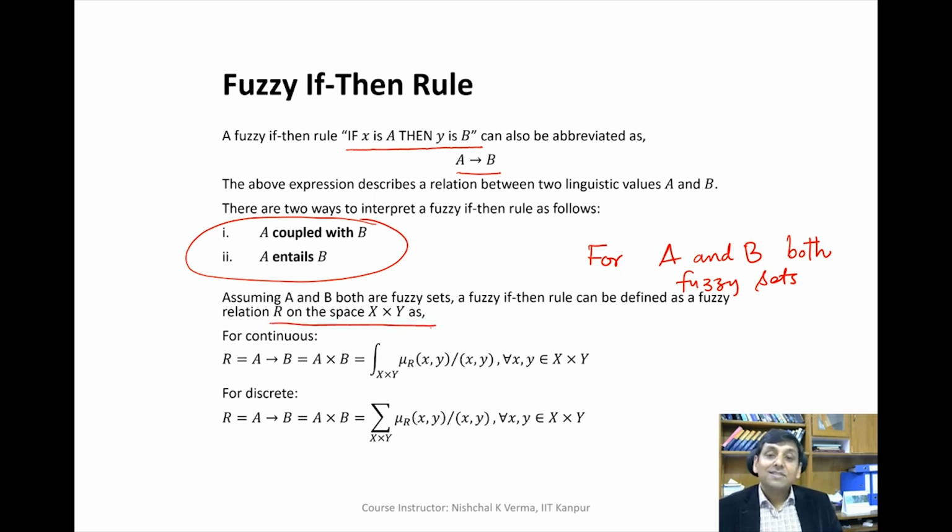On space X cross Y, where X is the universe of discourse for the generic variable small x, and Y is the universe of discourse for generic variable small y, if B is the fuzzy set. So this needs to be noted. When we have a fuzzy relation between capital A and B, we can always write this as A cross B. We have already done this. R is equal to A entails B is equal to A cross B.